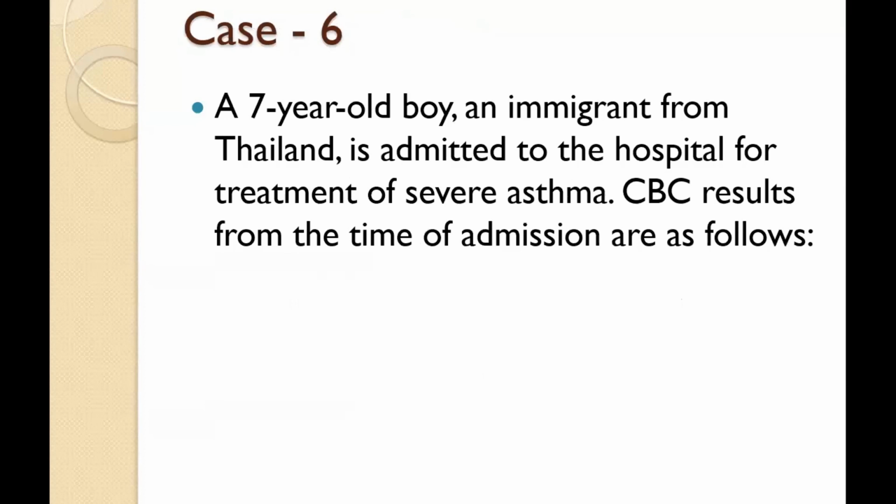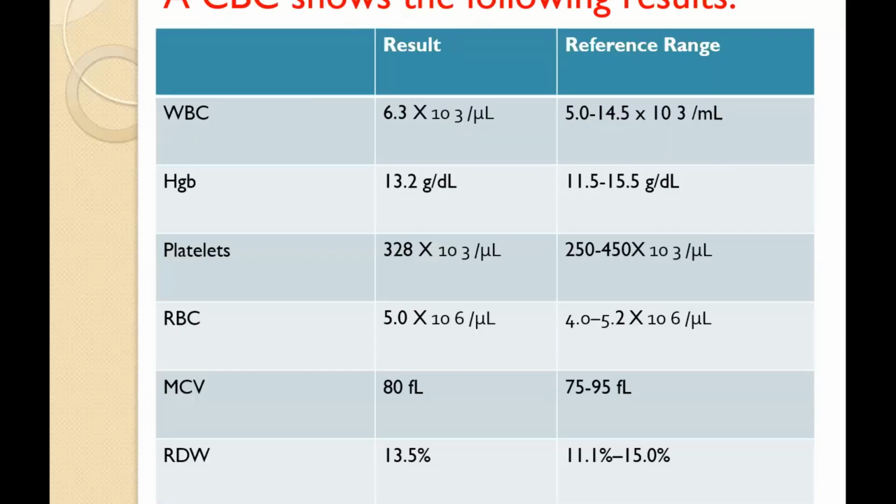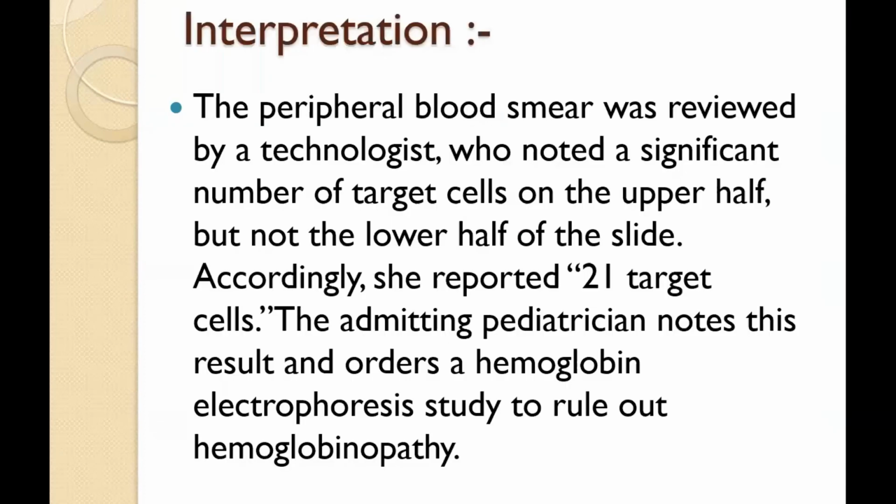This patient from Thailand came and again CBC was performed. In this case, hemoglobin was normal, MCV normal, TLC normal, RDW normal. Everything was normal in this situation. What they observed was a large number of target cells only in one part of the slide.